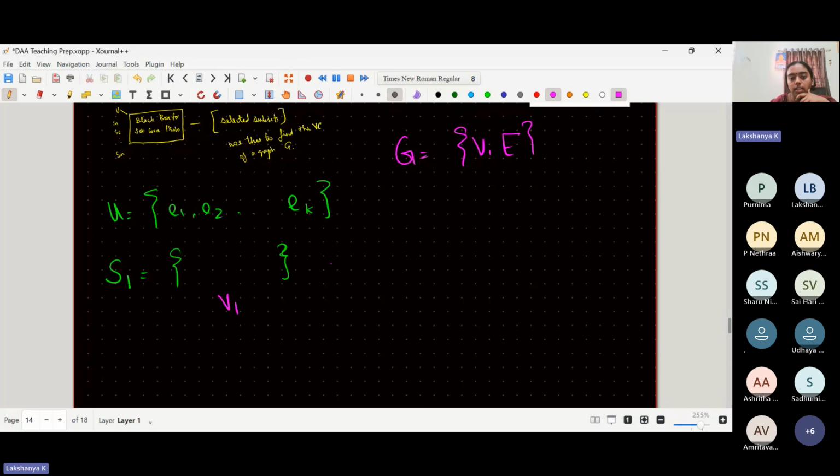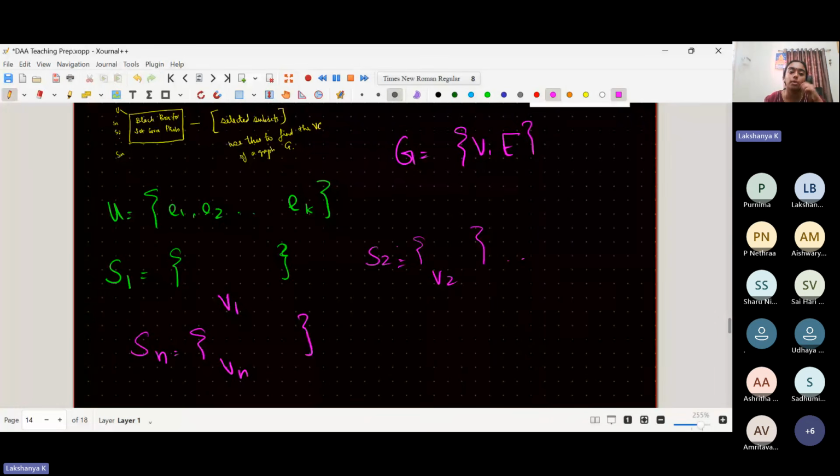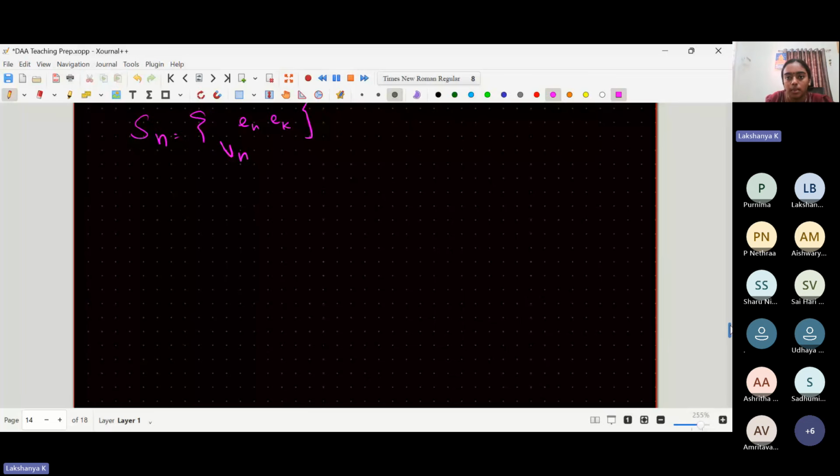For every vertex, we have a subset. So for V1, we have a subset S1. S2 is a subset corresponding to V2 and so on. Let's say you have n vertices, then you have one subset corresponding to each vertex. And what is this subset going to contain? It has to be a subset of the edges, related to that vertex somehow. So whichever edges are incident on that vertex, those will be considered in that subset. Okay, so we'll take a small example.